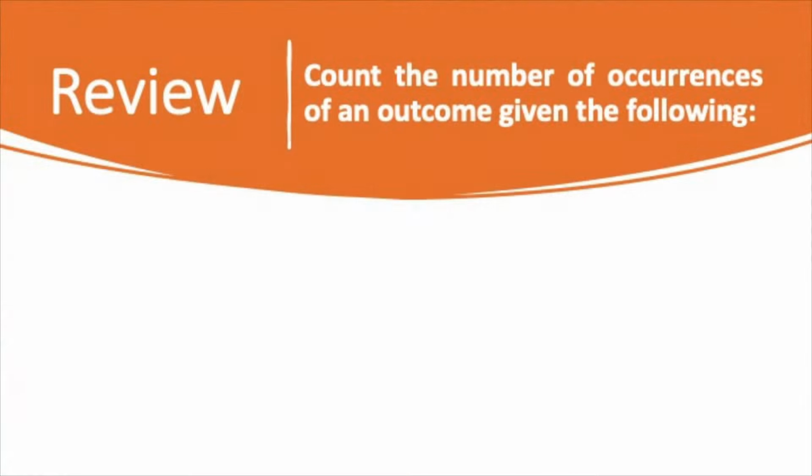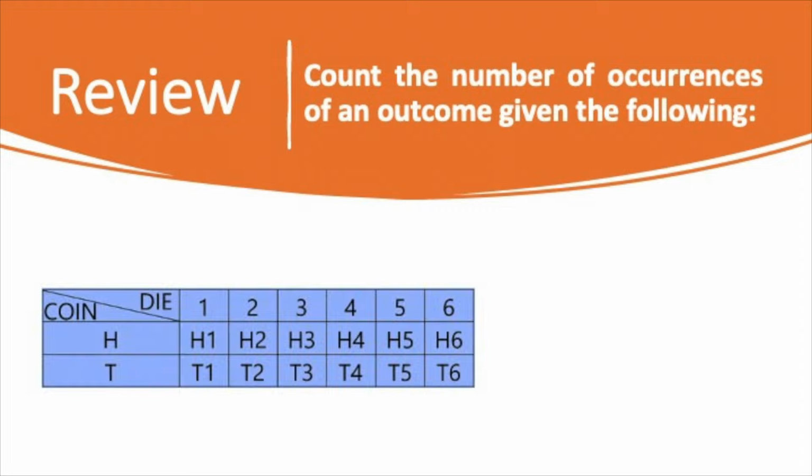Now that I know that you're fast and accurate, let's have a review on counting the number of occurrences of an outcome given the following images. Now, what I will do is I will be flashing the images on the screen and you have 5 seconds to think of an answer. Let's start.